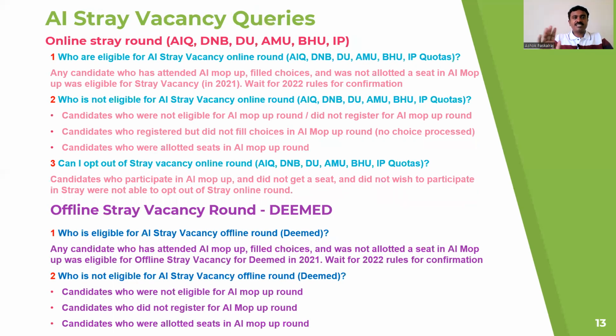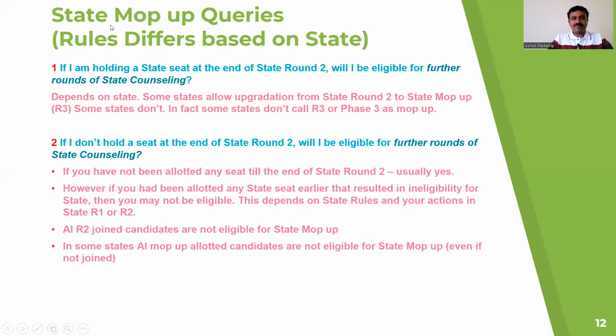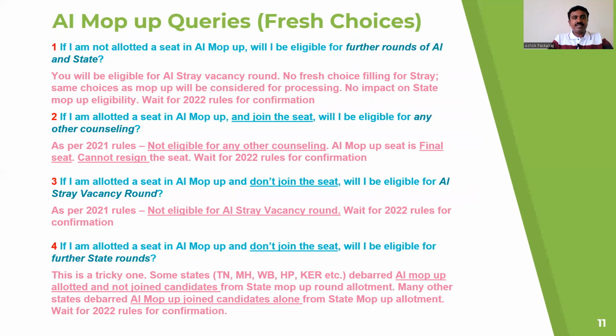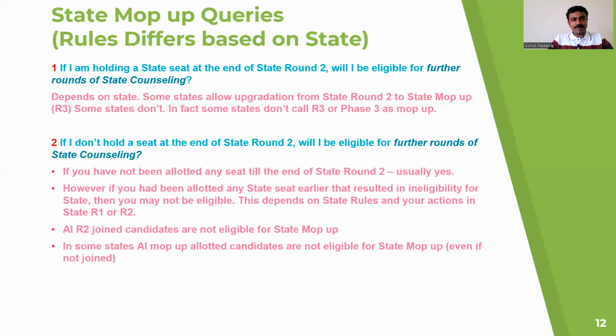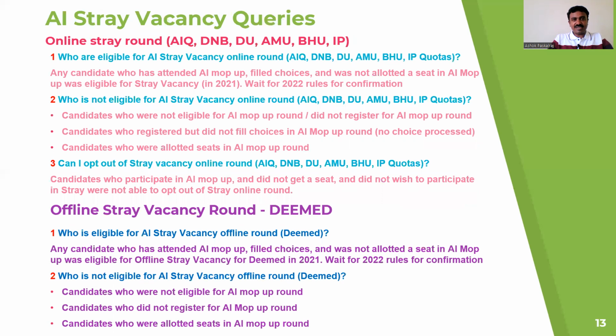What we know is a stray vacancy for sure happens for all India seats. After the mop-up, usually state mop-ups happen, and then all India stray vacancy happens. In some cases, some state mop-ups and other rounds may be running in parallel with all India stray. So all India stray is actually split into 2 different counselings.